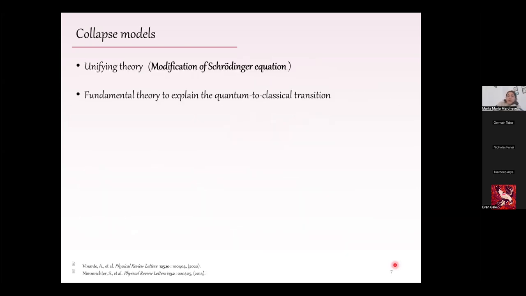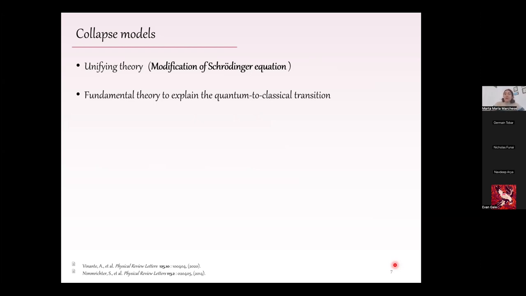And finally, you could also use this general setup of optomechanical systems to detect, for example, modifications to quantum mechanics, so to investigate the foundations, essentially. For example, collapse models are a unifying theory that modify the Schrödinger equation by postulating that the collapse of the wave function is a physical effect affecting all systems, from the microscopic to the macroscopic ones. These models are also able to explain the quantum to classical transition, and they solve the measurement problem.